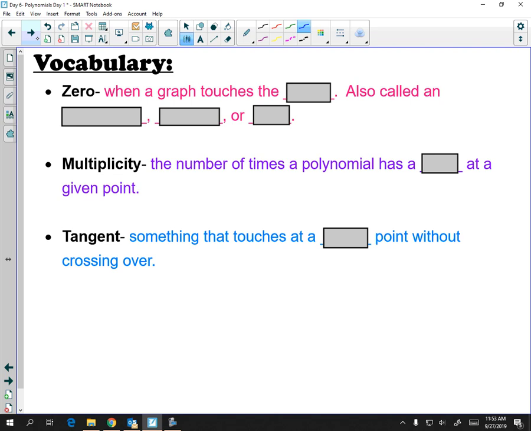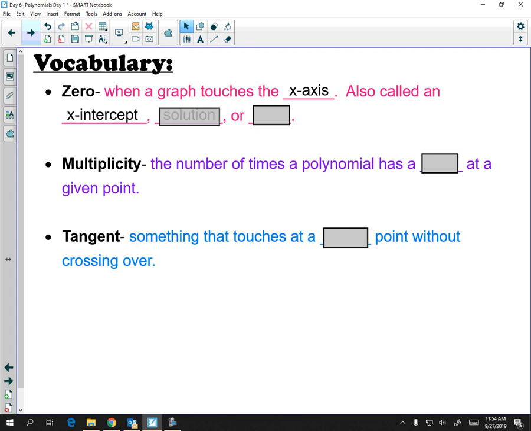Let's talk about more vocabulary. A zero is when the graph touches the x-axis. It's also called an x-intercept, a solution, or a root. They're all synonyms for each other.